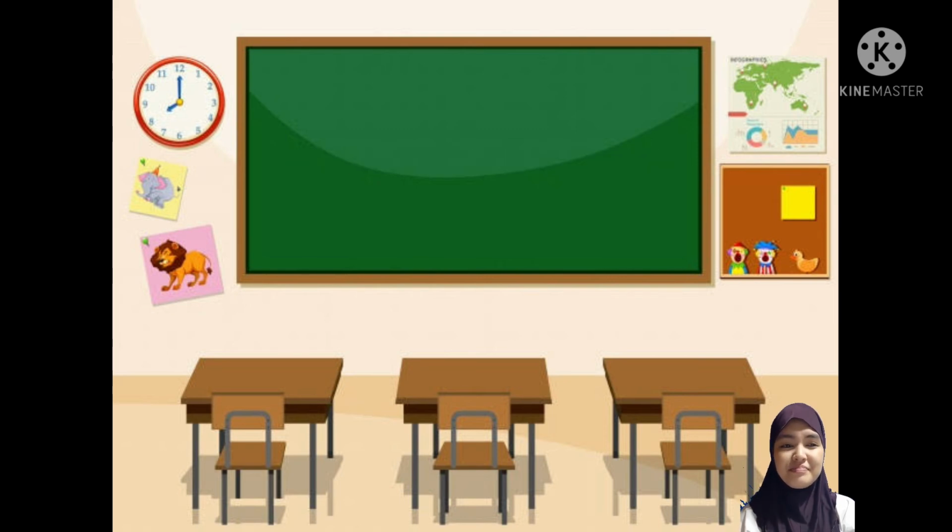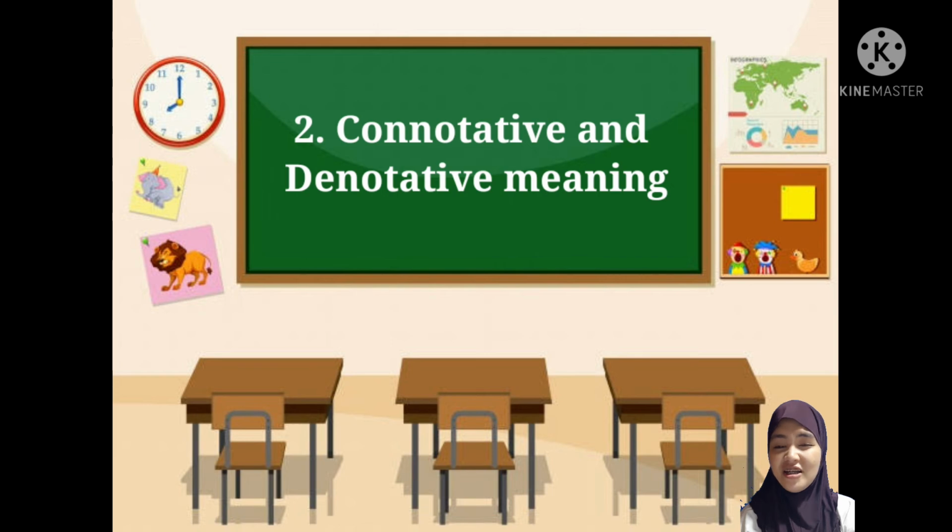Number 2, connotative and denotative meaning. What's your answer? Correct. This is a linguistic barrier because connotation and denotation should be used in accordance to the context of the statement. If not used correctly, the meaning of the statement might be interpreted differently.